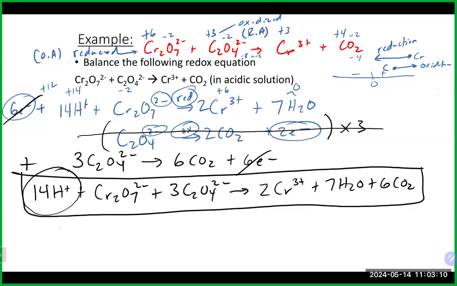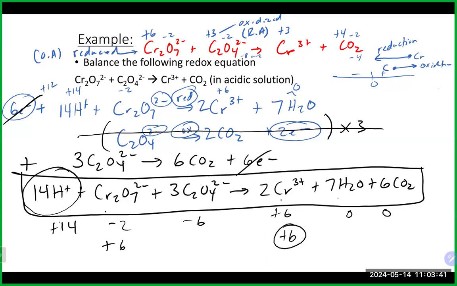That's 14 hydrogens on the left, 14 on the right, 2 Crs on the left, 2 on the right. 7 oxygens plus 12 is 19, and 7 oxygens and 12 is 19. 6 carbons on each side. Overall charge, that's a +14. That's a -2. That's a -6. Whatever that is there, plus 6, I think. And on the right-hand side, that is a plus 6, as these guys are zeros, right?